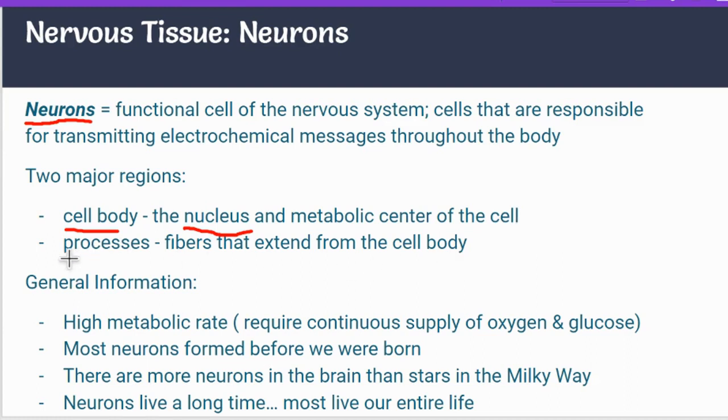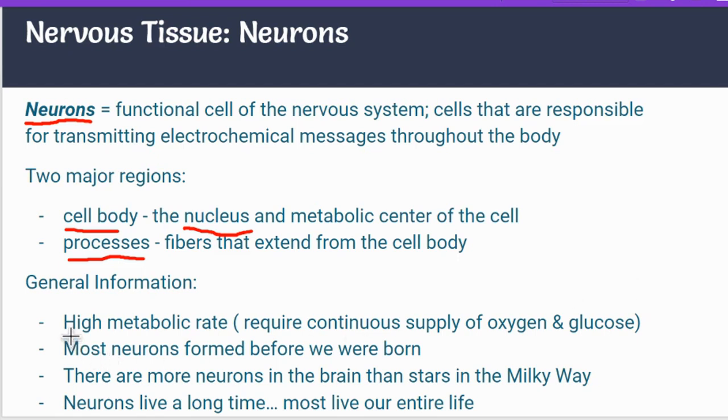And then there's a bunch of processes or little branches that come off from the neuron. So you have your dendrites, which look basically like little tree branches. That's the receiving end of a neuron. We're going to go over that in a second. And you have other branches. You have axon terminals. That's the part of the neuron that sends the signal from one neuron to another, or from one neuron to maybe a muscle or gland.